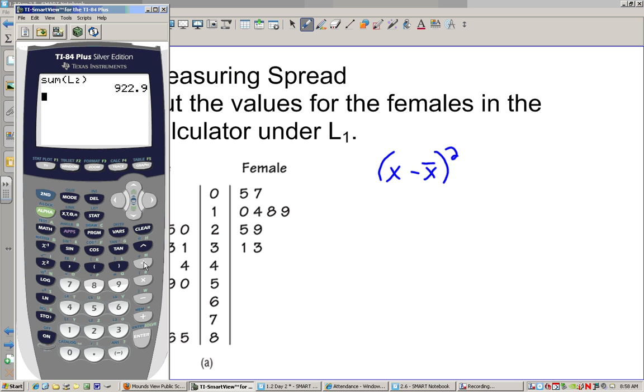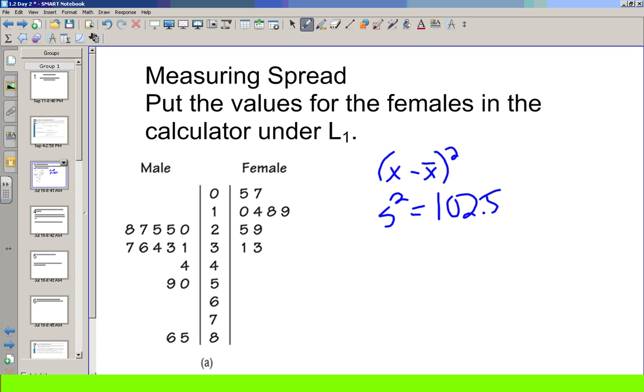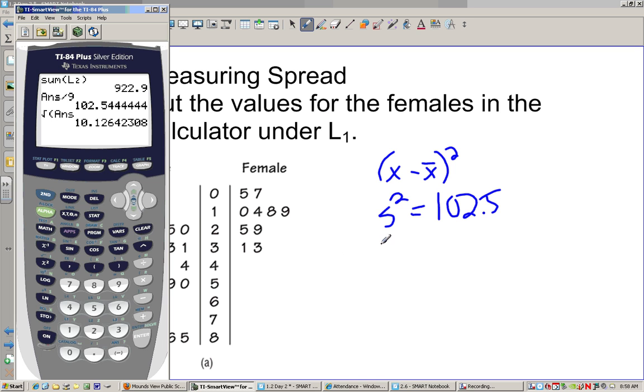Now we want to divide that by the number of values, which is 1, 2, 3, 4, 5, 6, 7, 8, 9, 10, and subtract 1, so 9. That gives us a variance of 102.5. Now if I want to find the standard deviation, I just square root that value, which is 10.1.